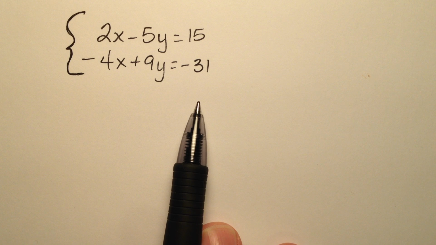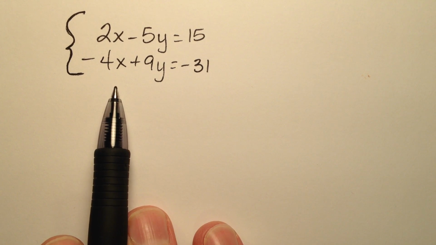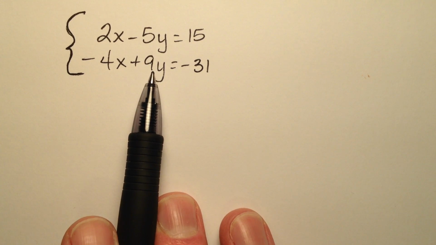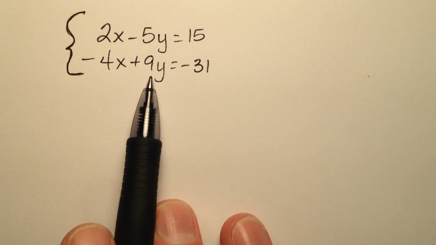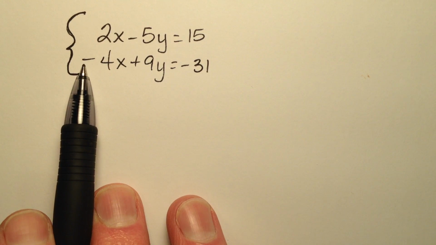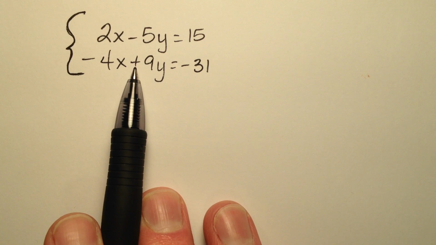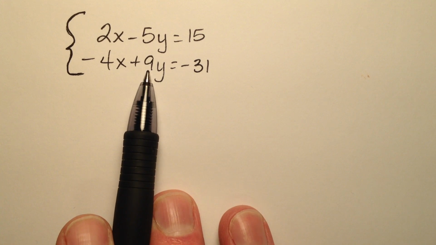So the next step in elimination is to locate a viable variable, one of these variables that will work well in eliminating. So in order to eliminate a variable, we're going to add these equations together. So we need the coefficients of the variables to be equal in number but opposite in sign. Well, it looks like our x's have opposite signs. One's positive, one's negative. Also, our y's have opposite signs. One's negative and one's positive. The problem we see here, though, is that the numbers are not the same. For my x's, I have 2 and 4, and for my y's, I have 5 and 9.